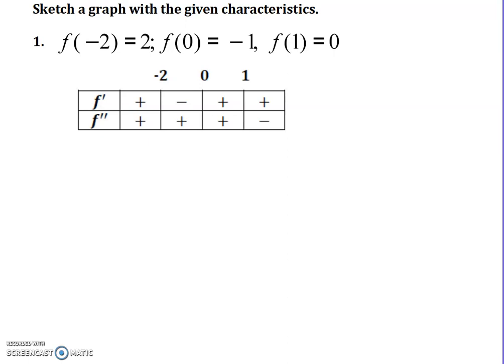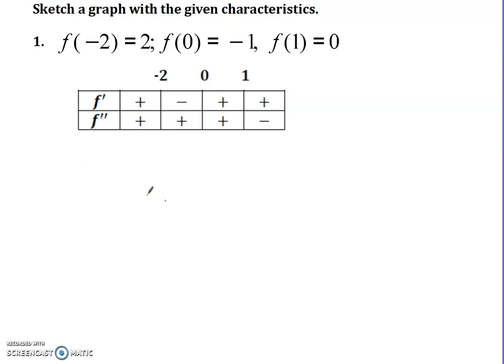And then we have this chart telling us about f prime, so where it's increasing for positive, decreasing for negative. And then f double prime, the second derivative, tells us about the concavity, so concave up where it's positive, concave down where it's negative.